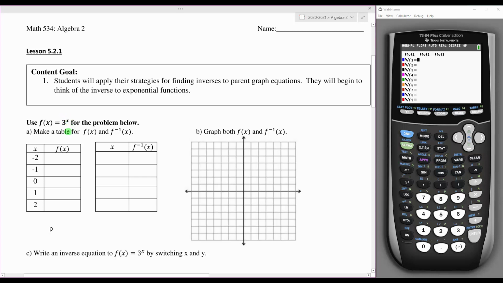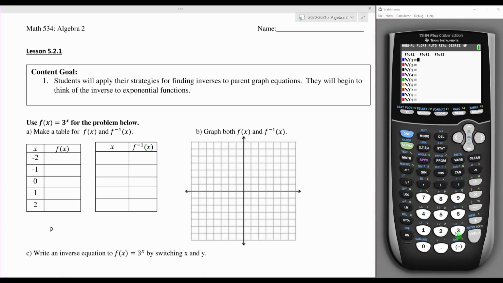We're going to take a look at the table, the graph, and then we are going to start working on the equations. All right, so let's start off. We have 3 to the x power here, and I want to generate a table for that, see what it looks like, and then get it graphed, and then we'll do the same thing for its inverse.